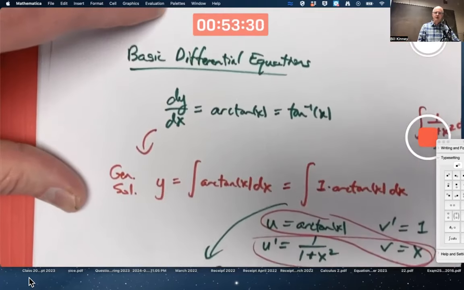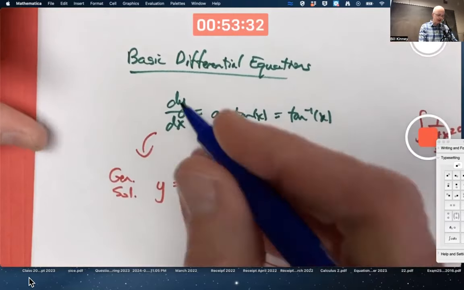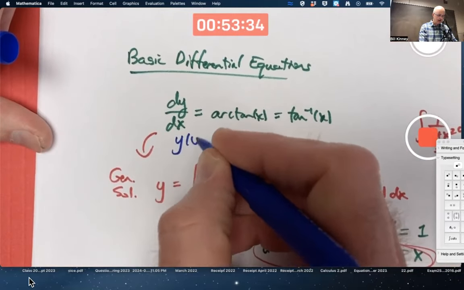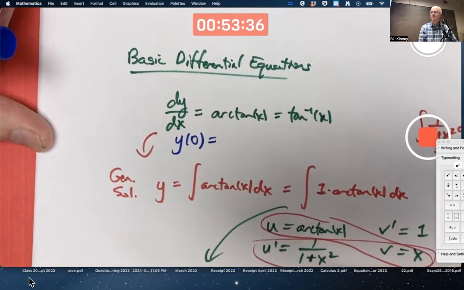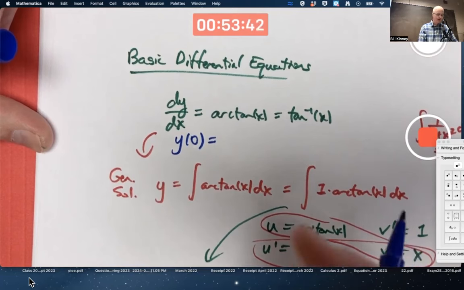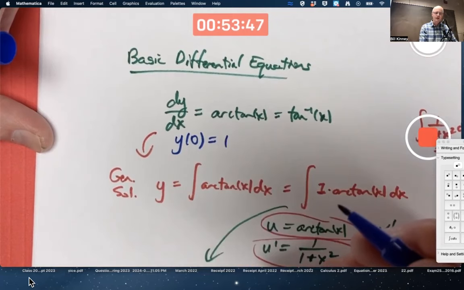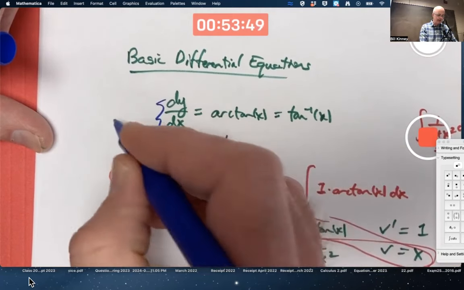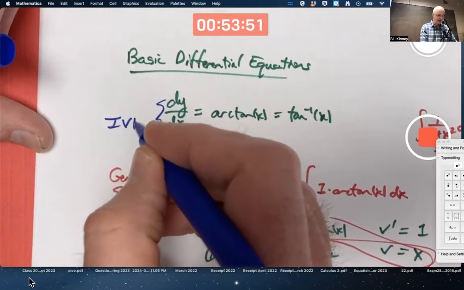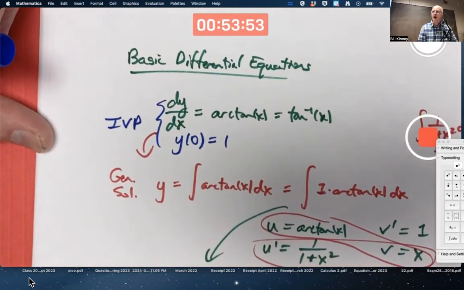Let's go back up to the differential equation and let's add an initial condition. y of 0 equals something. Here we are abusing notation. It's okay. This is a case where we're okay with it. y of 0 equals some number. I'll pick 1. Then these two equations together make up something called an IVP, which stands for initial value problem.